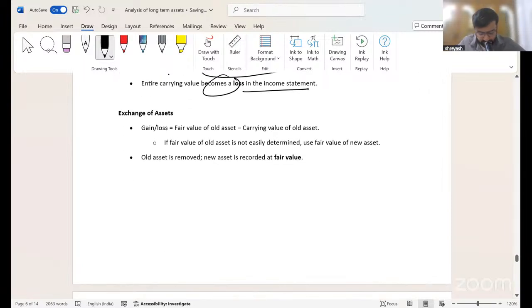And sir, if the asset is exchanged, then what happens? How would I calculate the gain or loss? It is pretty simple. I compare the fair value of the old asset with the carrying value of the old asset. Simple as that. So let's say, for example, there was an asset. I exchanged this asset with another asset.